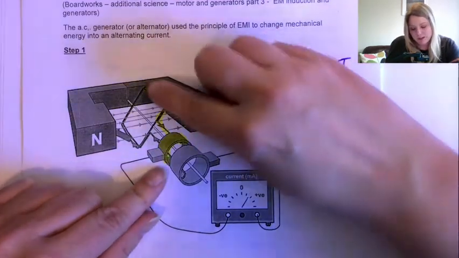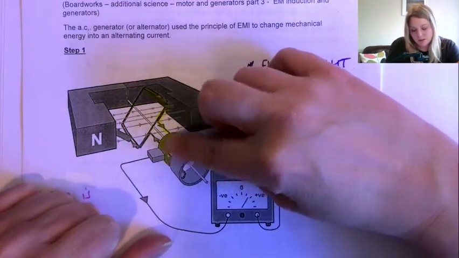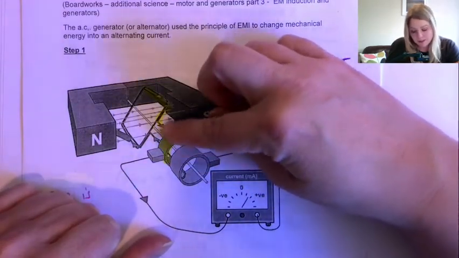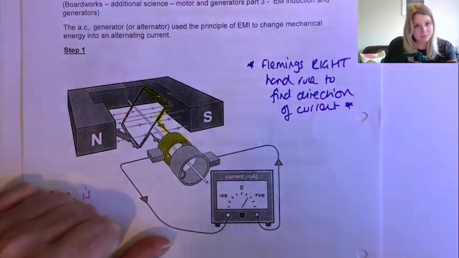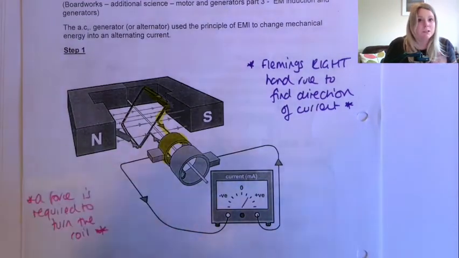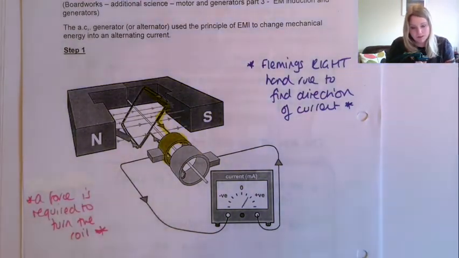Now do me a favour, see the way I've coloured in this yellow, and I've coloured in the commutator that this bit of the coil is connected to yellow. That is to help us later on this lesson understand why we end up with alternating current as opposed to direct current.